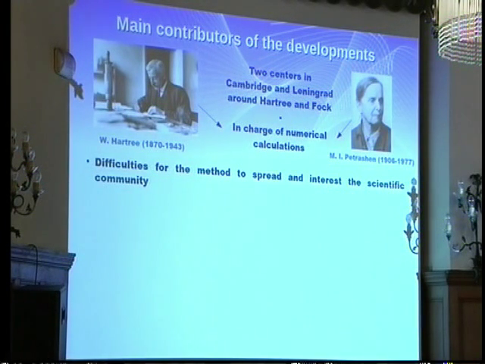But during that decade, we can notice that they were done principally, if not only, in Cambridge and Leningrad around Hartree and Fock. Hartree was principally working with William Hartree, his father, and Fock with Maria Petrashen, who were in charge of the numerical calculations. However, the fact that the calculations were done only in those two centers marks the difficulties for the method to spread and interest the scientific community.